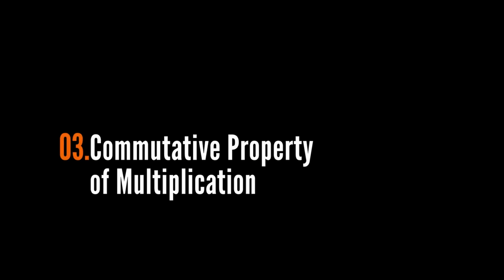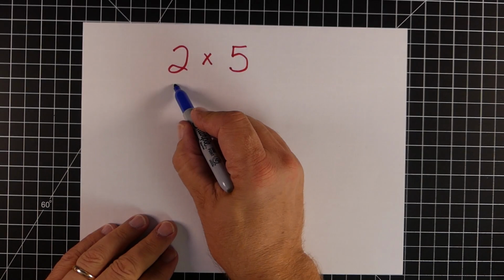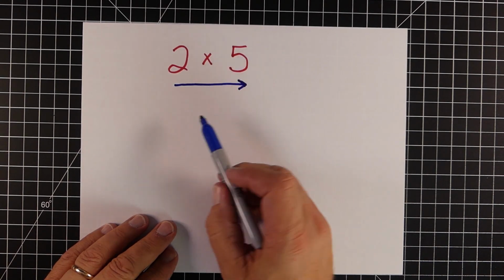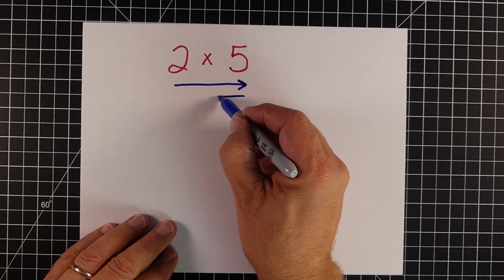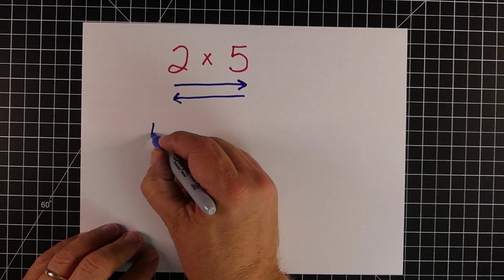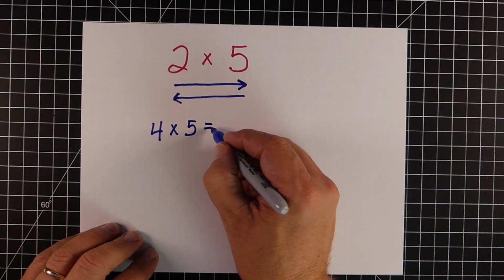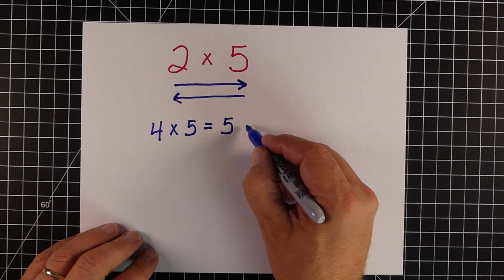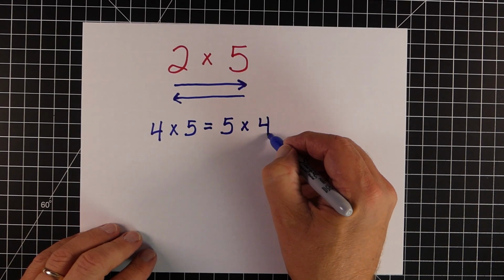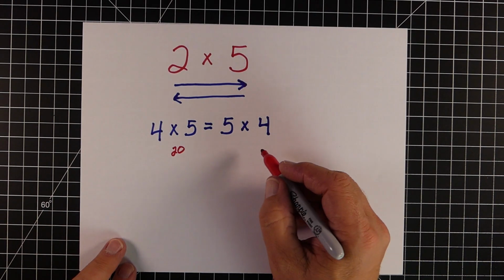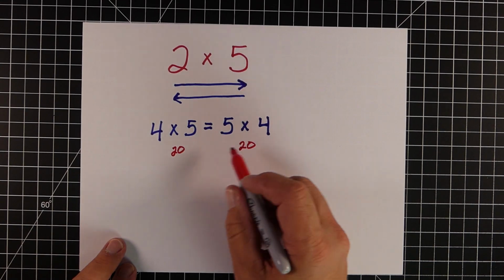That leads us to our next property, the commutative property of multiplication. This is just like our commutative property of addition. If I take 2 times 5, that answer is going to be the same as 5 times 2. In that case, that would both be 10. So if I have 4 times 5, that would equal 5 times 4. Both of these, when I multiply them, 4 times 5 is going to be 20, just like 5 times 4 is 20. The direction or the order doesn't matter.